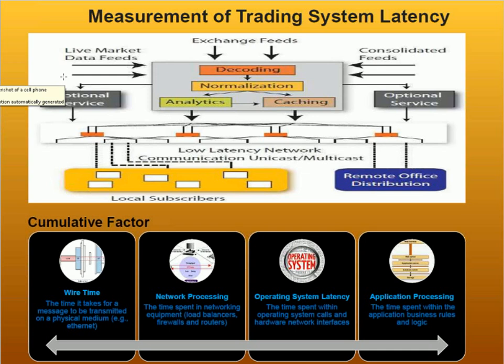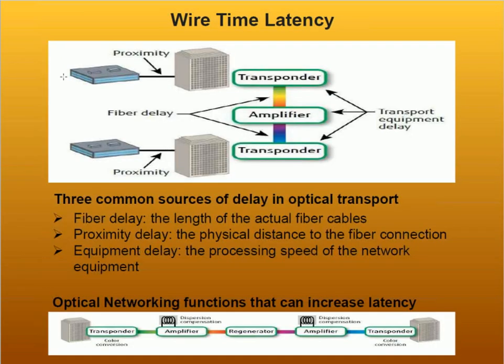So, wire time latency: whenever a message travels from one location to another, it depends on the medium it covers. Earlier we were using copper metal wire, the way electronically any message has to travel. Then we came across fiber optics, and we are also talking about microwave, fixed-length or fixed-message microwaves. That's another technology we are talking about these days.